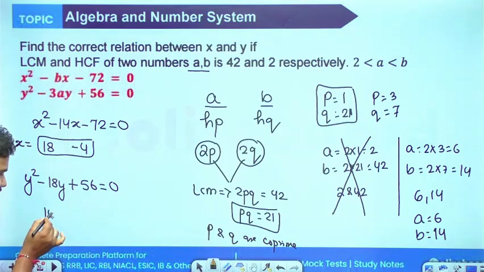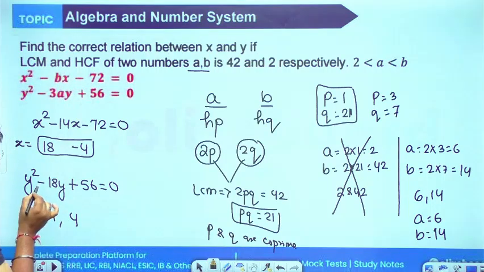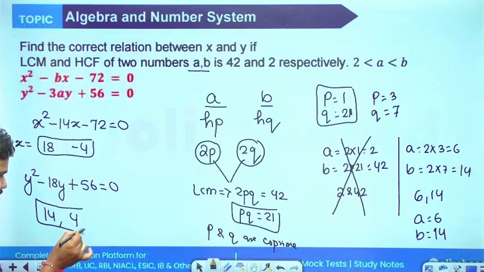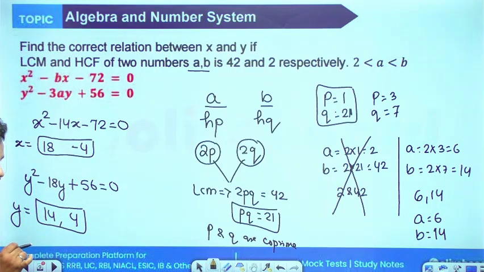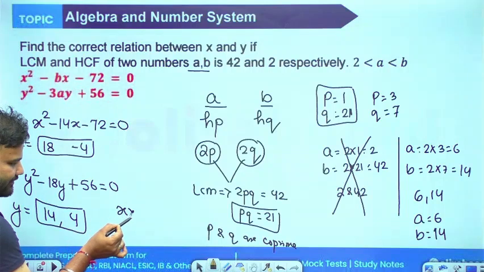So 14 and 4. Minus plus, the roots will be positive. Fine, so this is y. So we have got the roots of this. Now check this out. This is 18. So 18 is more than 14, and 18 is more than 4. It means x is greater than y.